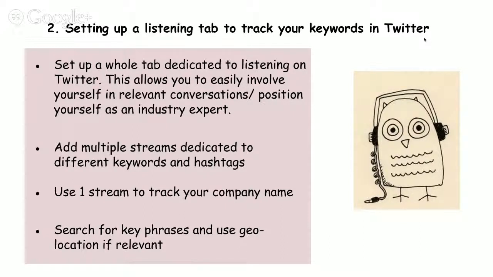So think about what your keywords are and what hashtags are relevant to your business. Add those in. It's always a good idea to use one stream to track your company name. So in your phrase, just put your company name in and track that. Then every time your company name is mentioned on Twitter, you'll see. Because obviously a lot of people might be talking about your company. They might not know your @ handle. They might just be talking about you. So of course you won't get notified if someone just types in your company name. So you want to be tracking that, to see if anything's been said about you. And again, use that geolocation if it's relevant for when you're tracking your key phrases.